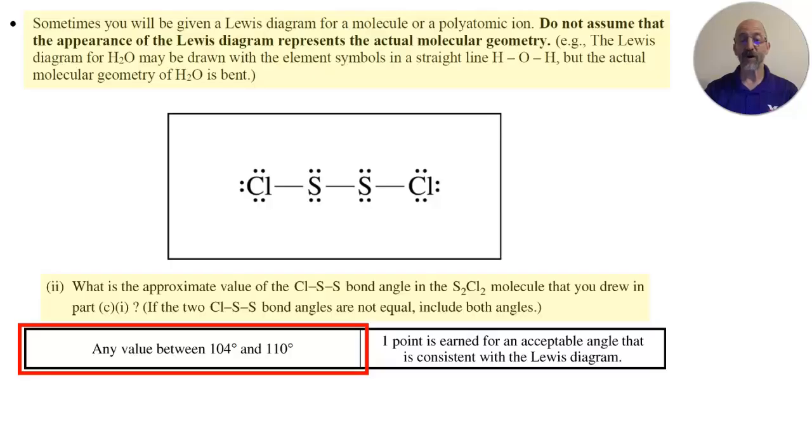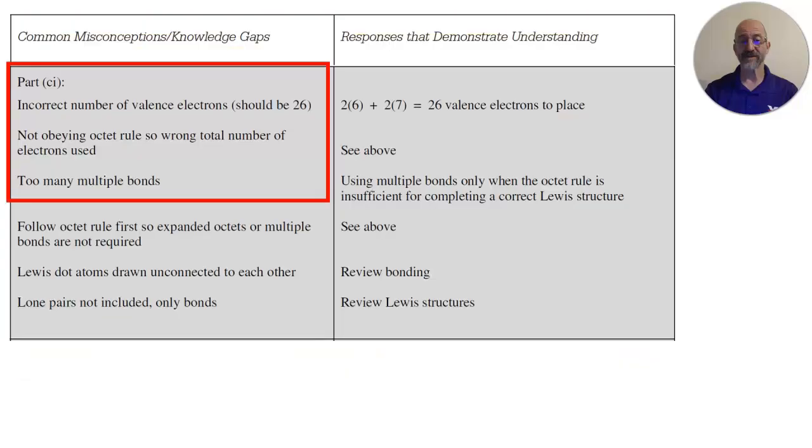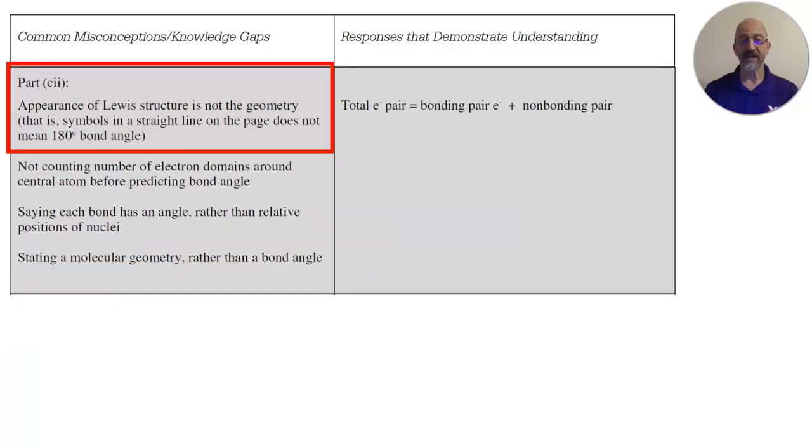But a very common wrong answer was 180 degrees. So some students used an incorrect number of valence electrons when they drew their Lewis electron dot diagram, or they broke the octet rule. But again, you can see here, the appearance of the Lewis structure is not necessarily the geometry. So they thought it was 180 degrees because the atoms were drawn in a straight line. So watch out for that.